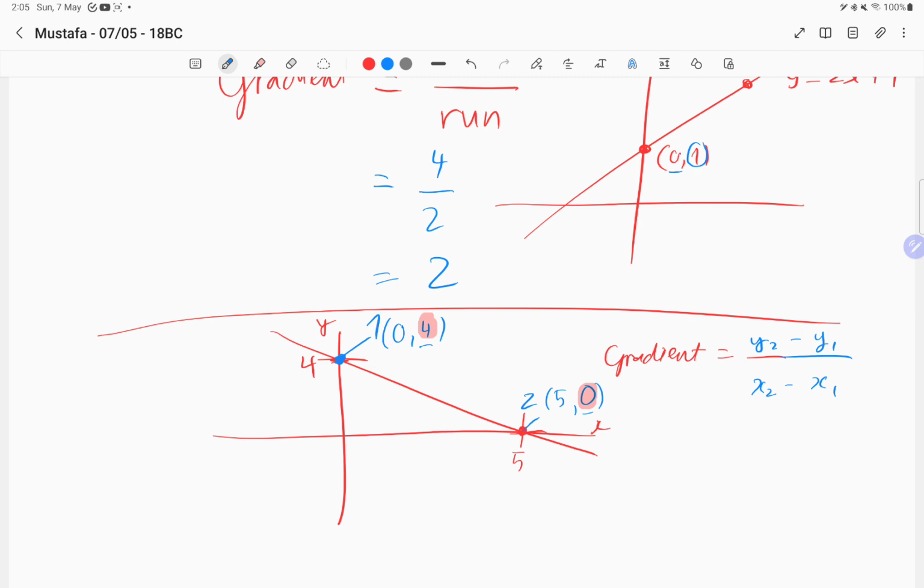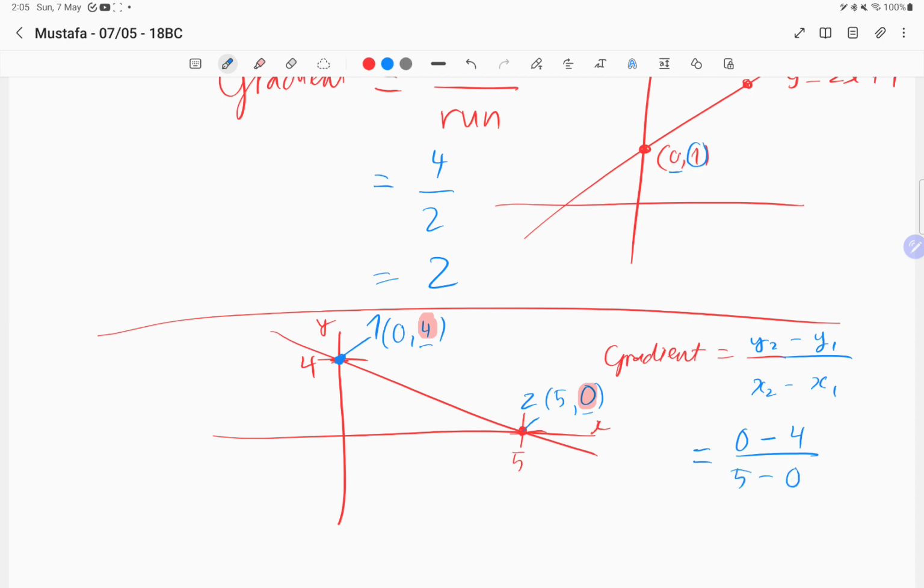I think I already did learn that. Did you? I didn't see that in the formula, but that's okay. It's basically the same idea. You will learn this sooner or later. Okay, so y2 is 0, y1 is 4, x2 is 5, x1 is 0.